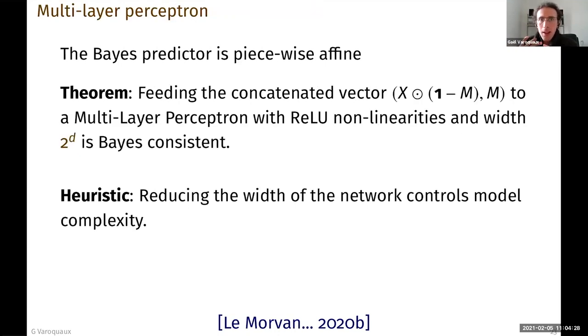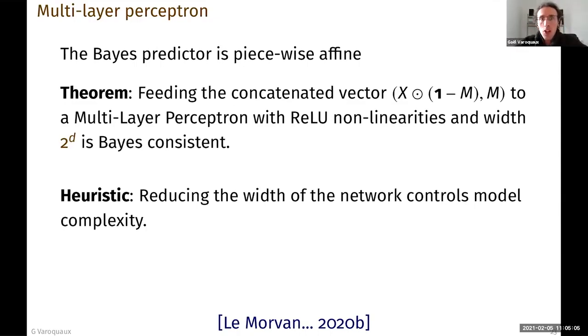And now I can twist the problem, and I can consider the problem as the following. My optimal predictor, my Bayes predictor, is piecewise affine. For a given combination of missing value features, it's an affine function. A function that is piecewise affine is a function that I can learn with a multi-layer perceptron with rectified linear units. So rectified linear units are piecewise affine.